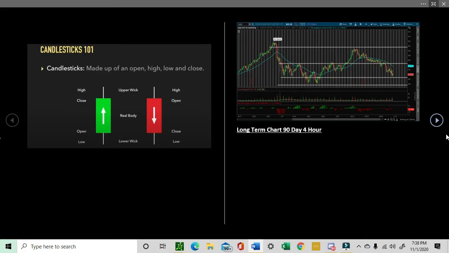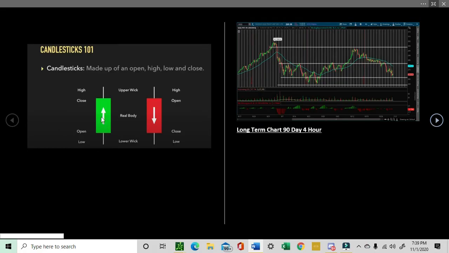Today we're going to be discussing candlesticks, how important they are, and how we read them. Most people, when they look at a chart, don't really take candlesticks into consideration when deciding to put on a trade. They just go based on hope. So today we're going to make sense of these candlesticks and what they mean.